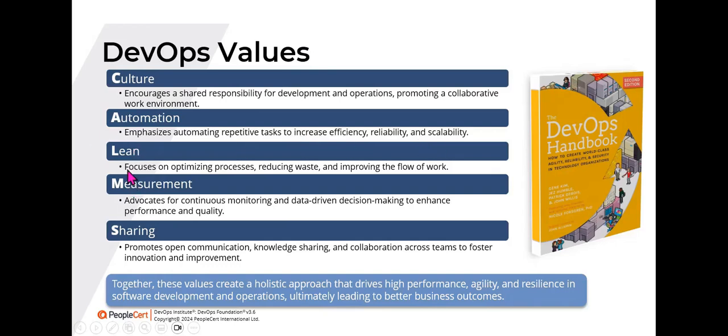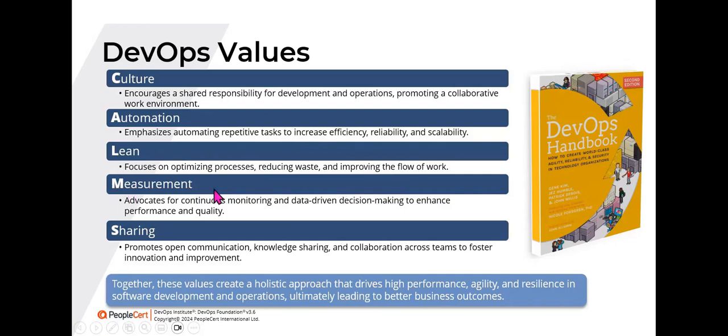Lean is the idea of lean manufacturing concepts built into DevOps, focusing on optimizing processes, reducing waste, improving the flow of work to make it more smooth, with the cadence across the value stream to be consistent and match. There's no point in having lots of new features if you can't deploy them, for example, or lots of deployed features that ops can't handle. So having a consistent flow of work is critical.